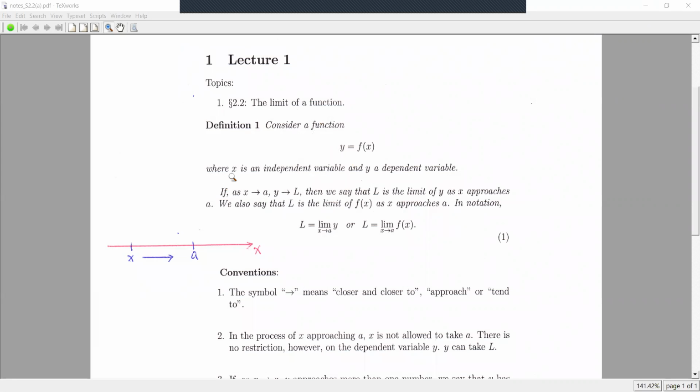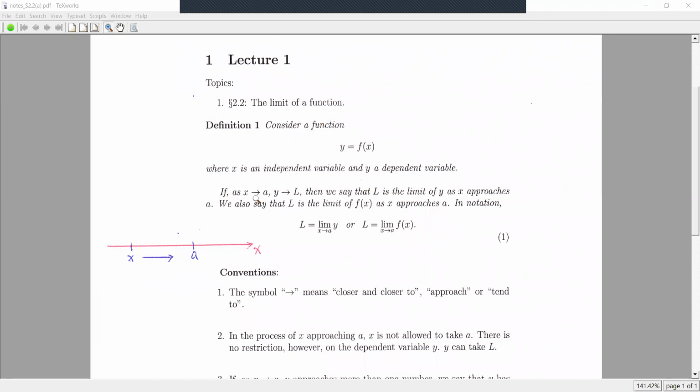The variable x is an independent variable. X can freely assume values. The variable y is a dependent variable. The value of y depends on the value of x. Now, I move the independent variable x toward some point A or some number A.